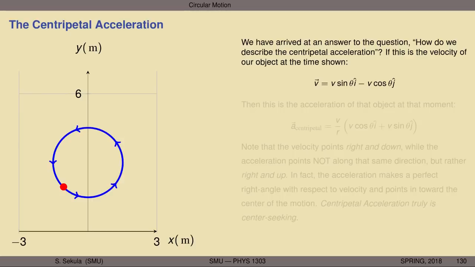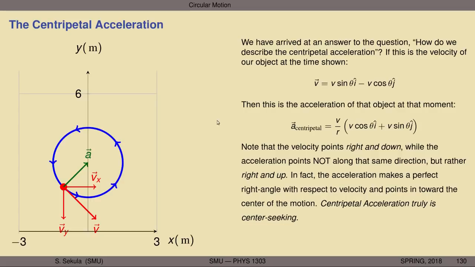Okay. Well, we have arrived essentially at an answer. The question was, how do we describe the centripetal acceleration? How do we describe the acceleration that accompanies this velocity whose direction is constantly being nudged toward the center of motion? Well, that was our velocity vector here. We had velocity vector v is v sine theta I hat minus v cosine theta j hat. And this is the acceleration that now accompanies graphically the components I've shown here. So the centripetal acceleration is v over r times the quantity v cosine theta I hat plus v sine theta j hat. Notice the sines and cosines have flipped.